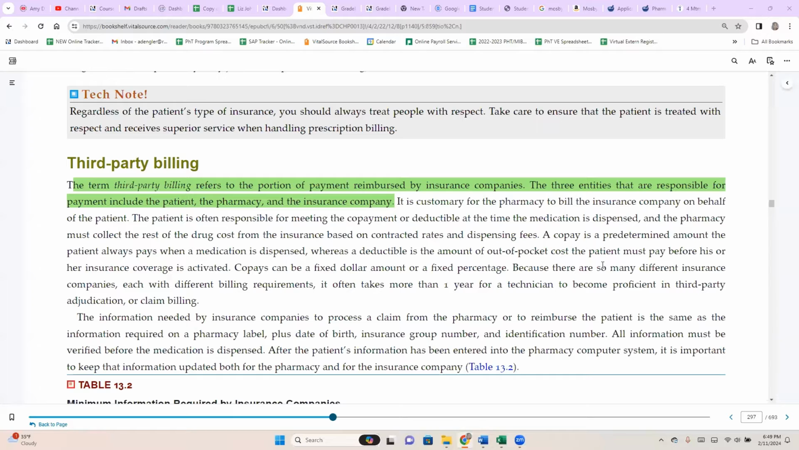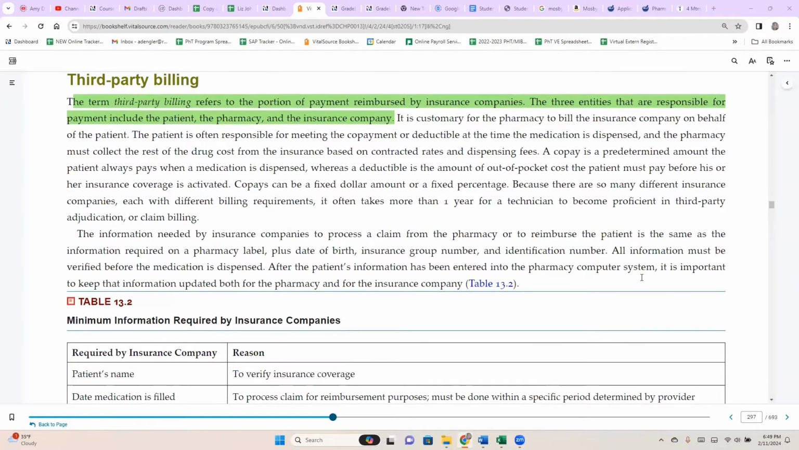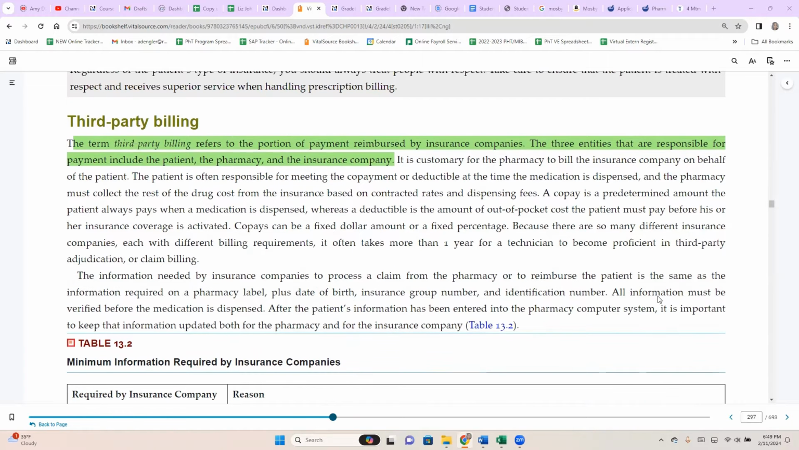The term third party billing refers to the portion of payment reimbursed by insurance companies. The three entities that are responsible for payment include the patient, the pharmacy, and the insurance company. It is customary for the pharmacy to bill the insurance company on behalf of the patient. The patient is responsible for meeting the copay or deductible at the time the medication is dispensed, and the pharmacy must collect the rest of the drug costs from the insurance based on contracted rates and dispensing fees.